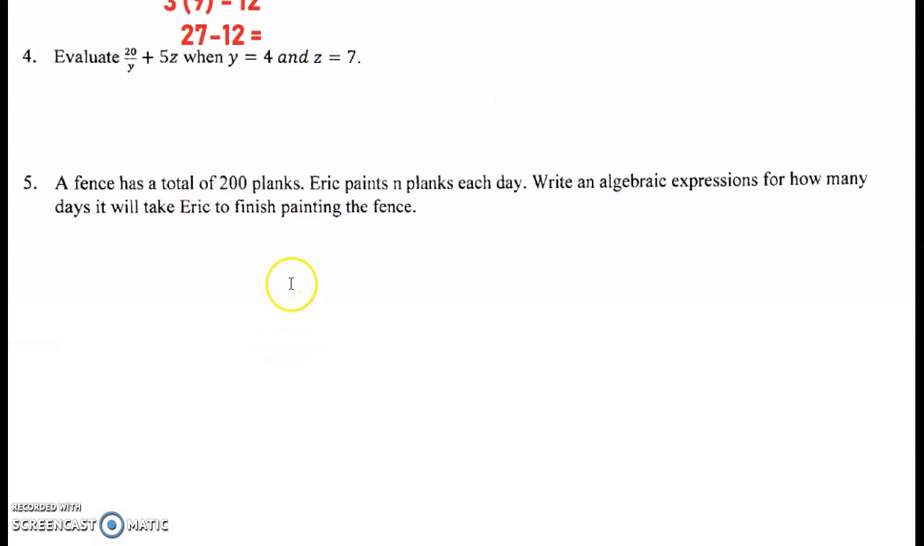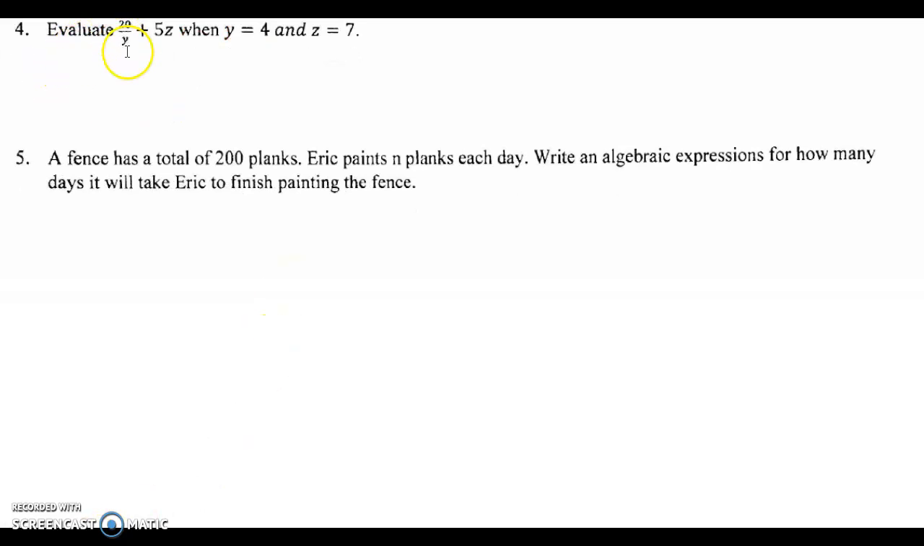Going down to 4. Number 4 says evaluate 20 over 9 plus 5z when y equals 4 and z equals 7. I'm going to let you guys do this one completely on your own, but pay attention to this. It says y equals 4, z equals 7. So just fill in those spots with the numbers that it gives you.